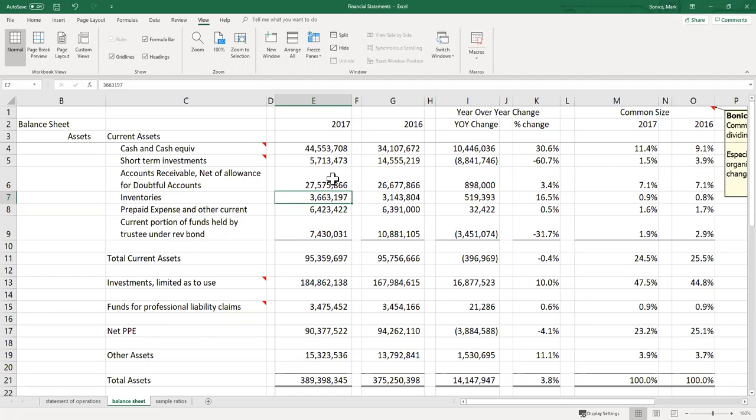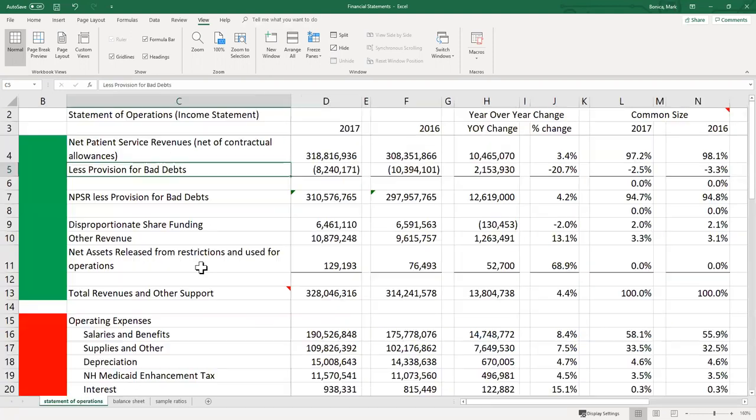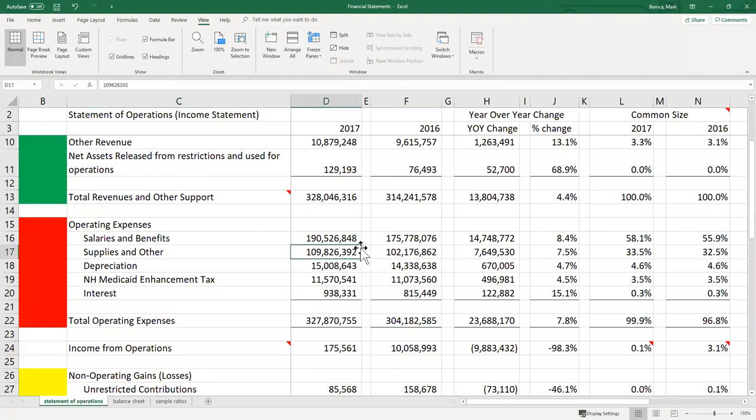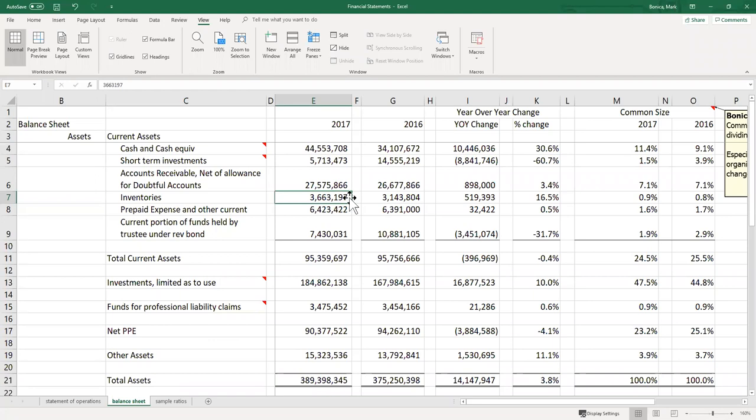Okay. So they've got $3.6 million in inventory on hand right now. But this organization uses $109 million in supplies. So at any given time, maybe they only have $4 million in inventory on hand, but that's cycling through really fast, right? So if they've got $4 million in inventory, they cycle that inventory through 25 times because 25 times four is 100 million. So at any given time, they've got a little less than 4 million in inventory on hand, but they're cycling it through. So another example of a current asset.